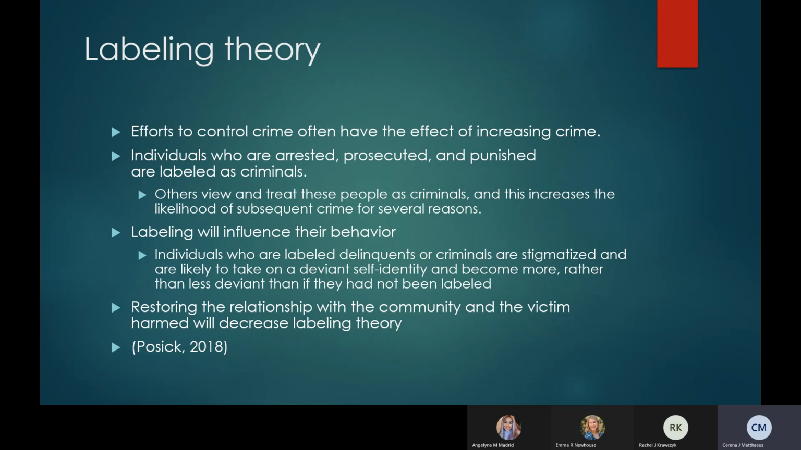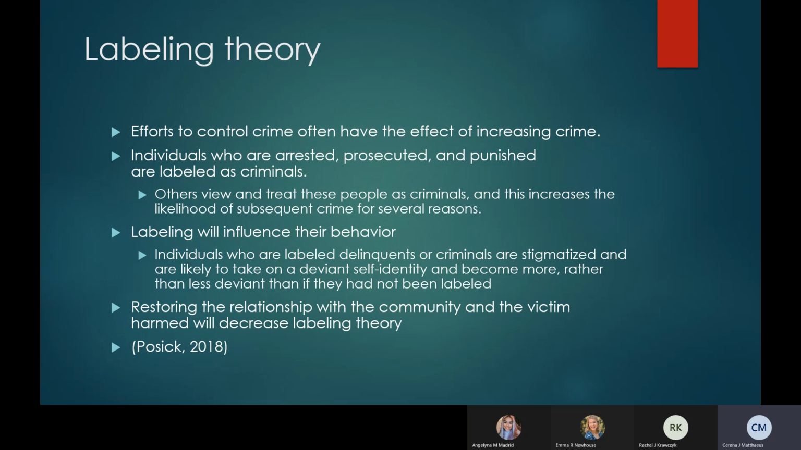Another theory that we use to explain restorative justice is labeling theory. So labeling theory is that the efforts to control crime often have the effect of increasing crime. Individuals who are arrested, prosecuted, and punished are labeled as criminals. Others view and treat these people as criminals, and this increases the likelihood of subsequent crime for several reasons.